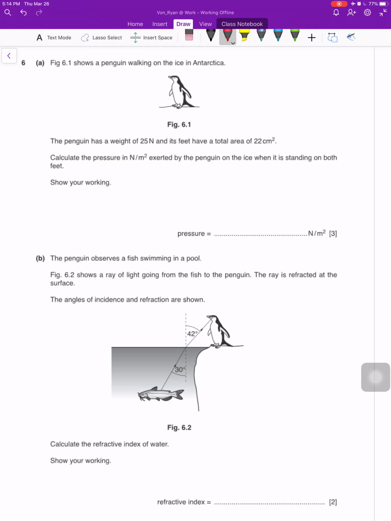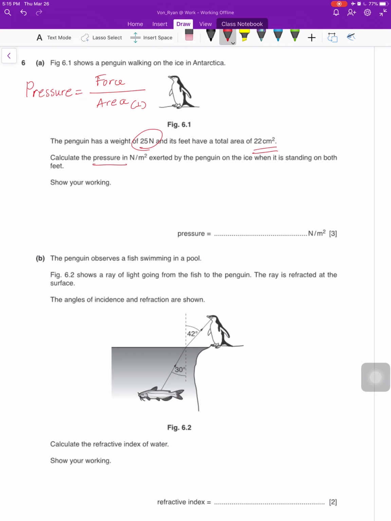Now, since we're looking for pressure, we need to remember the formula for pressure. Remember that pressure is equal to force per unit area. Now remember that this area has to be perpendicular to where the force is acting. So we're given the force, which is the weight of the penguin, that's 25 Newton, and we're given the total area, which is 22 centimeters squared.